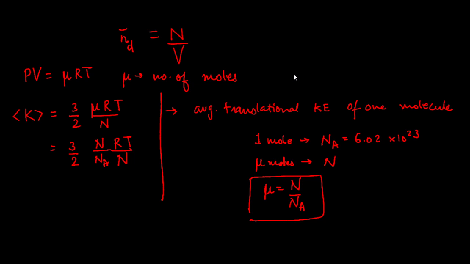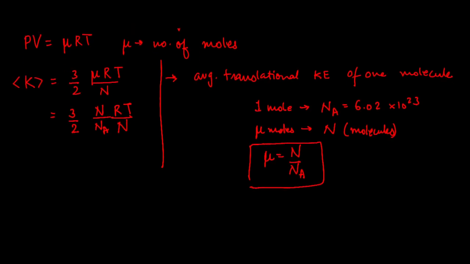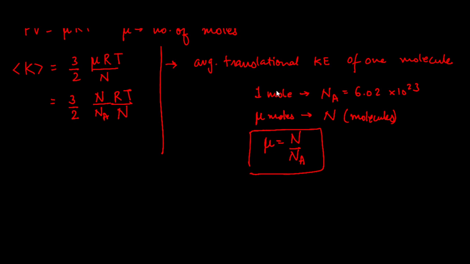Capital N means number of molecules. Capital N for number of molecules. No, Mahavir, you'll have to write things as we go on, otherwise you can watch it on video later. So 3 by 2 N by Na into RT by N. So N cancelled, right? So now we have R upon Na.